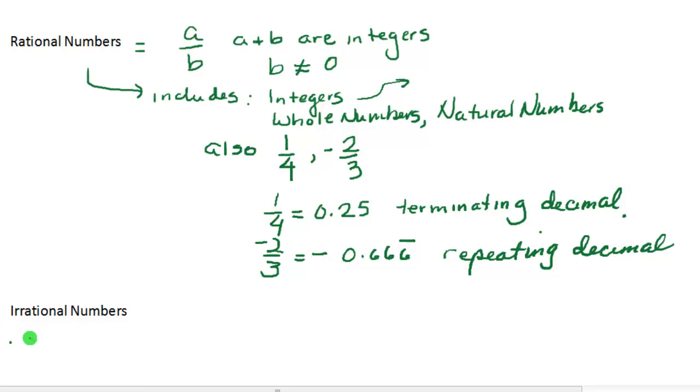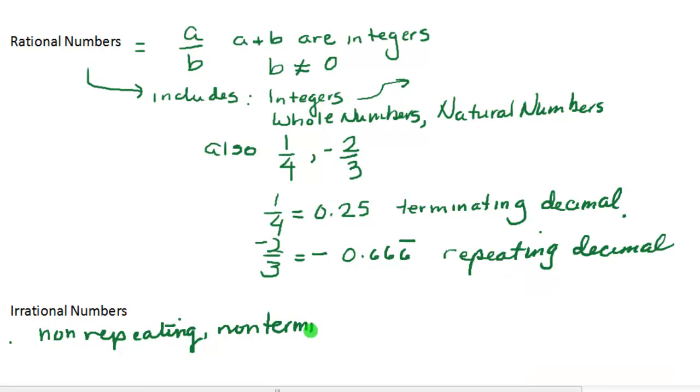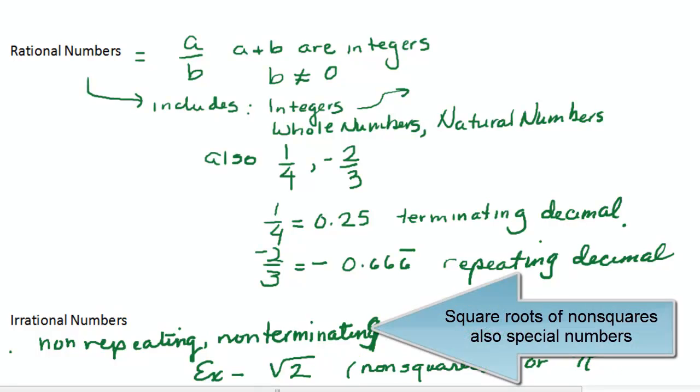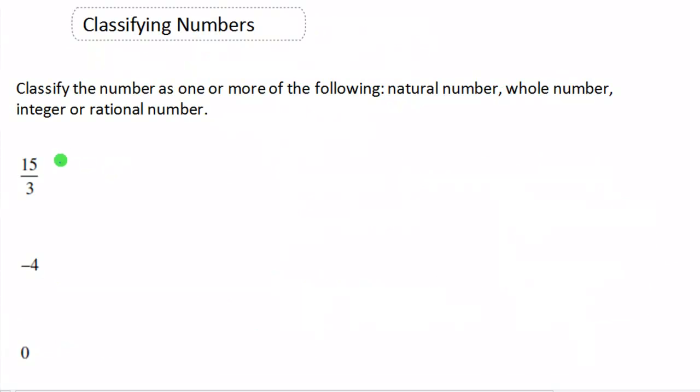So what does that leave us? Well, that leaves us with a set of numbers called the irrational numbers. And these are the non-repeating and non-terminating decimals. Some irrational numbers that you may know are square roots of non-perfect squares, like square root of 2 or square root of 3. Square root of 4 is rational because that's the number 2. And then pi is also irrational. So you may have met irrationals and just not known that they were there.